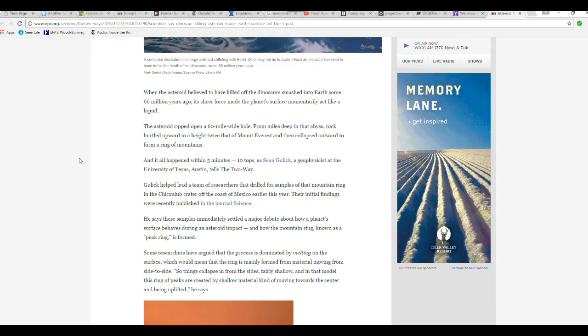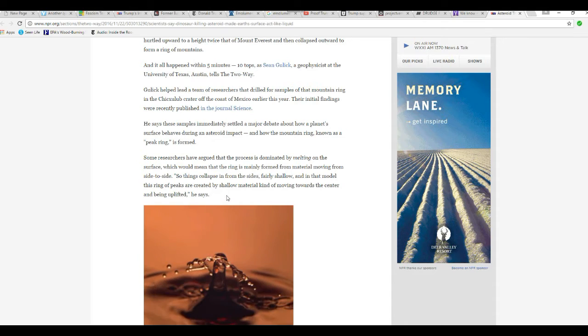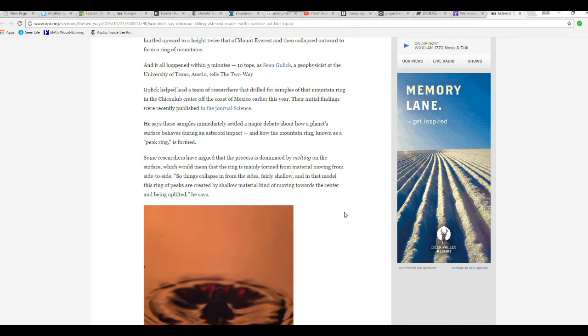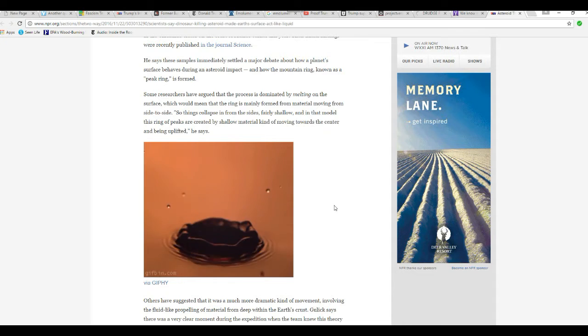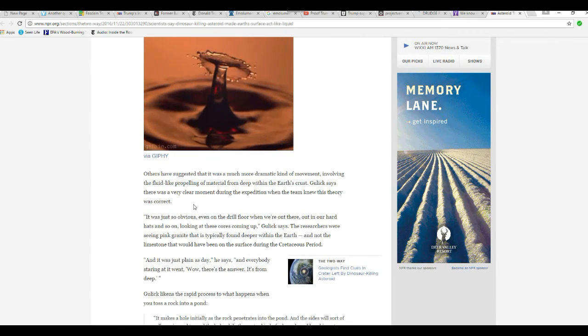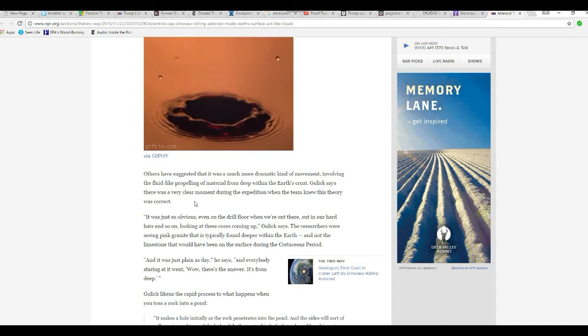It says the samples immediately settled a major debate about how the planet's surface behaves during an asteroid impact, how the mountain ring, the peak ring, is formed. Some researchers have argued that the process is dominated by melting on the surface, which means the ring is mainly formed from material moving from side to side. So things collapse on all sides fairly shallow, and that's the model of this ring that are created. The shallow material kind of moving towards the center and being uplifted, he says. Others have suggested that there's much more dramatic kind of movement involving fluid-like propelling of material from deep within the Earth's crust.